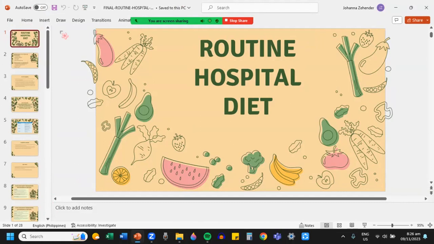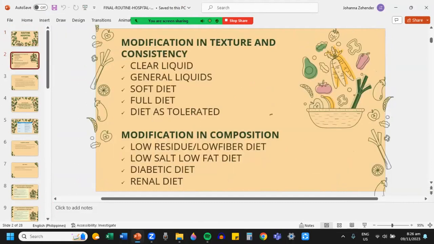Okay, so for the routine hospital diet, we have modification in texture and consistency. We have clear liquid progressing to general liquids, soft diet, full diet, diet as tolerated. We also have hospital diets based on composition. So we have the low residue or low fiber diet. We have low salt, low fat diet. This is for those patients who are hypertensive.